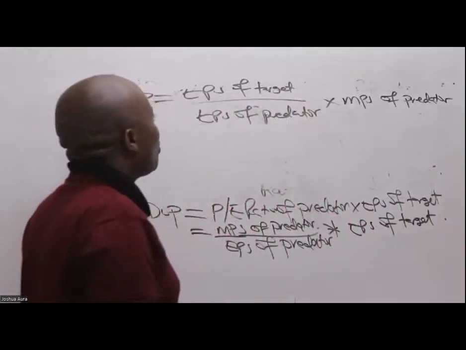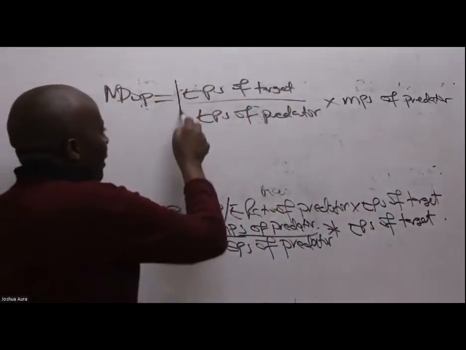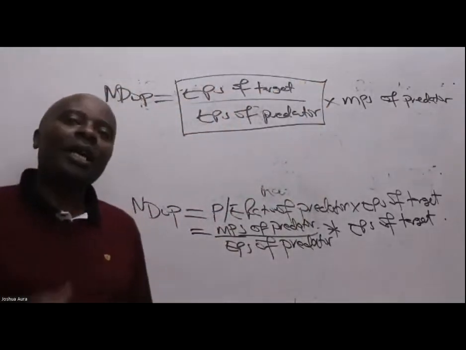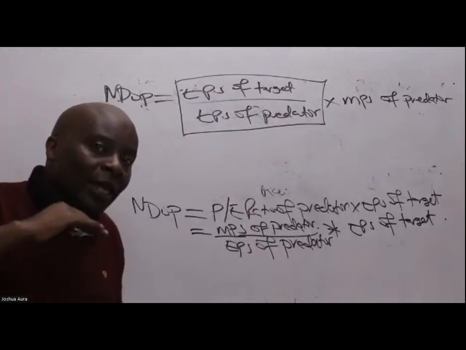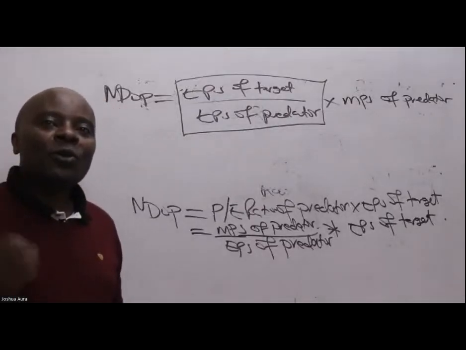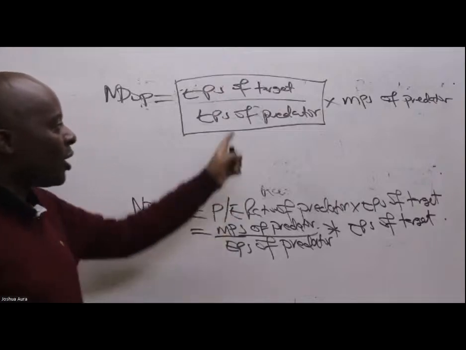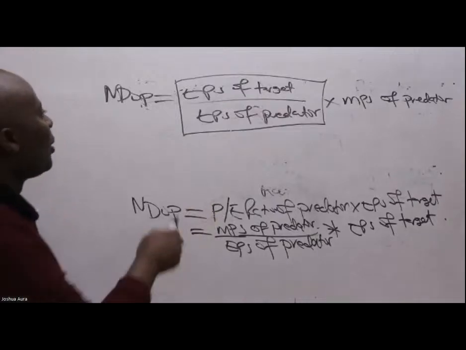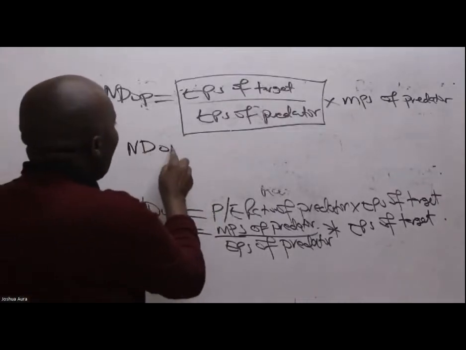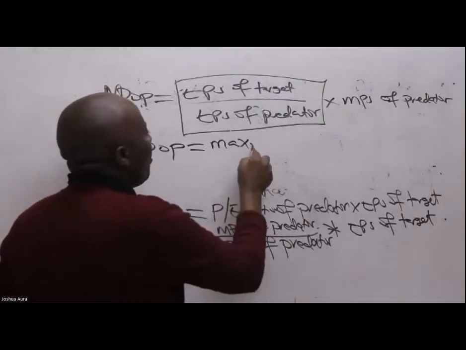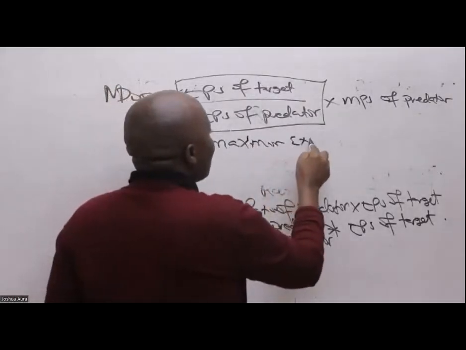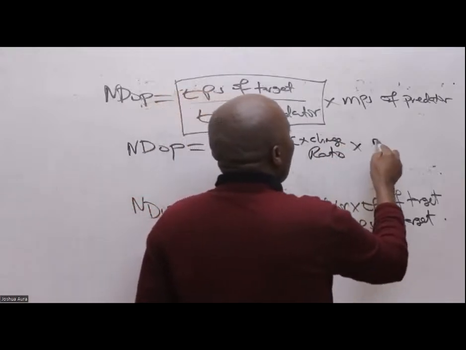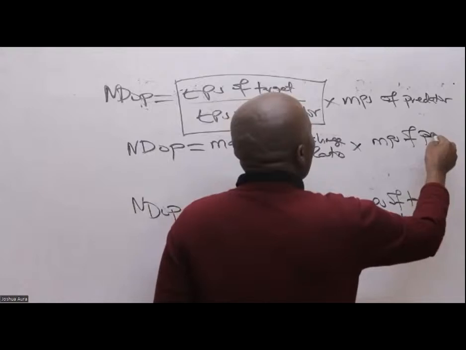And then, ladies and gentlemen, of course, this rings a bell in our minds. EPS of the target all over EPS of the predator, that is what we call maximum exchange ratio. This is what we baptize as maximum exchange ratio. So in this case, my non-diluting offer price will be equal to maximum exchange ratio times MPS of the predator.